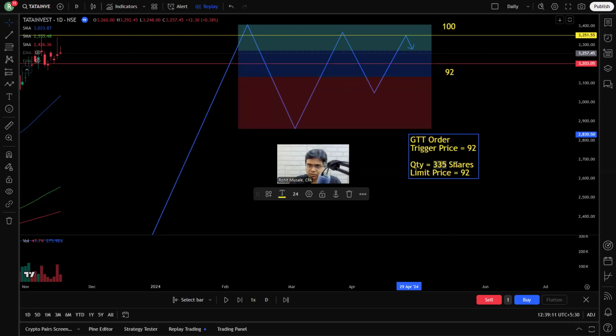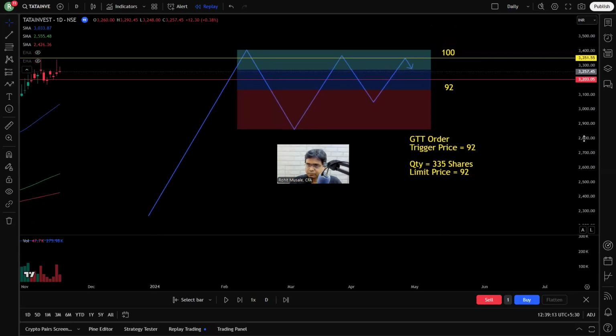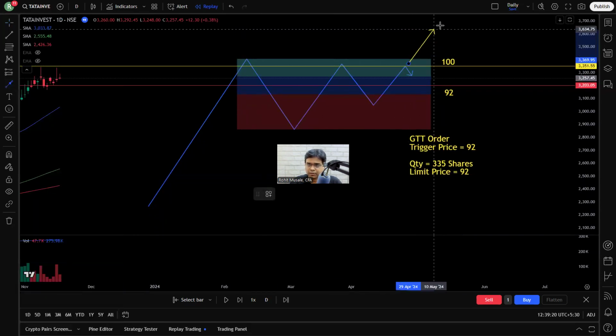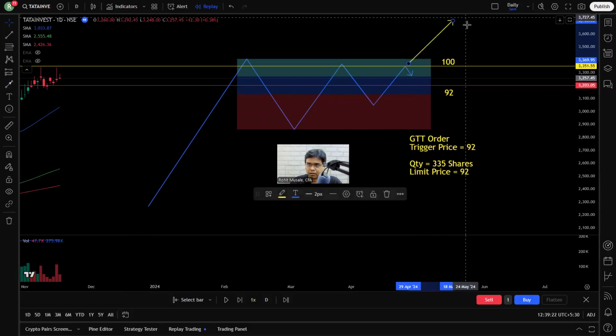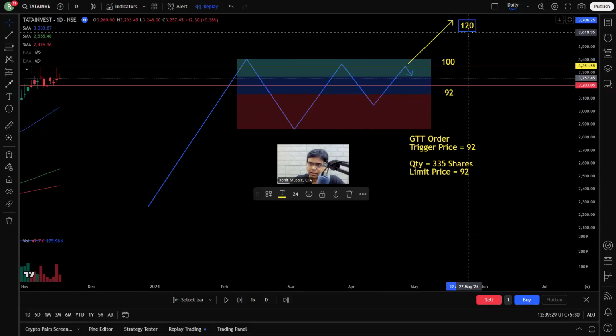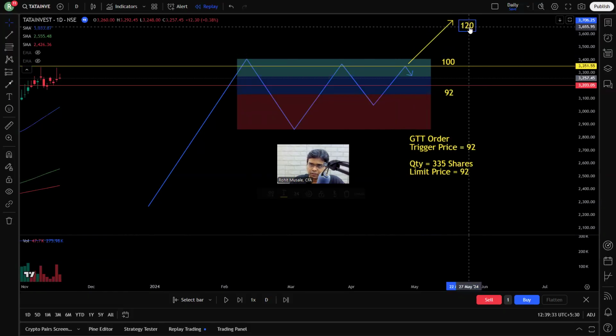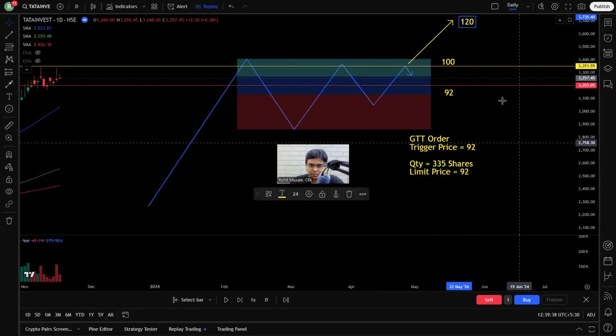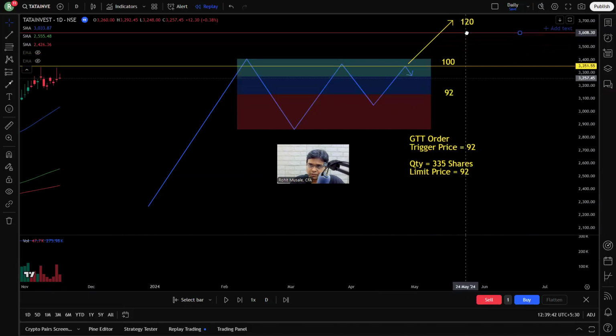Okay, so let's say the price goes up from here. Let me give an example. Let's say it goes to 120, just approximately I'm saying. Now you want to keep the stop loss at 115.